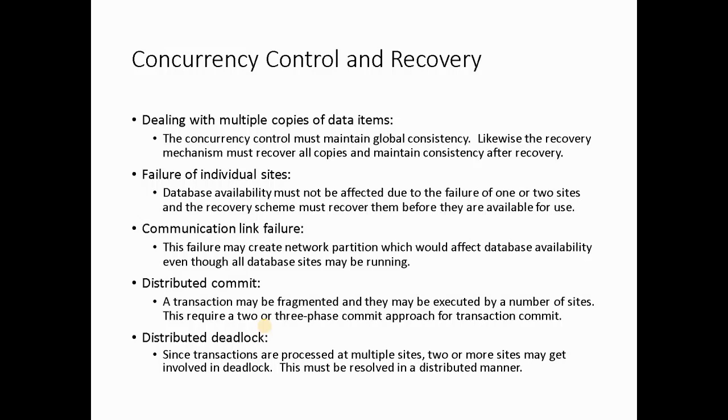And the next one is failure of individual sites. Sometimes these different nodes or sites may fail, but it should not affect the whole system, and the recovery system should be able to recover them before they are available to use. Then communication link failures. Sometimes all these sites are connected through the network. The network failure may create what we call a network partition. So sometimes the data site will be working, but the network has failed.